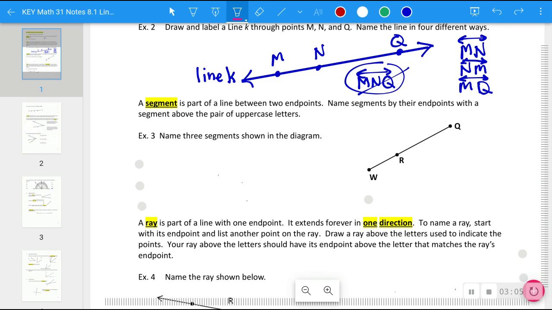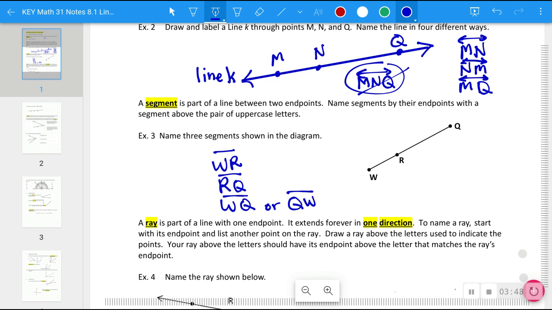So let me show you how to label these. Very similar to what we did with lines. You just pick 2 points that are on the line and draw a segment above it. So segment WR, let me highlight that one. That's that little line segment there. And the next one is RQ. That's the medium length segment that's showing on this diagram. That's that one right there, RQ. You could just as easily call that segment QR. And then finally, we could call it segment WQ or segment QW.